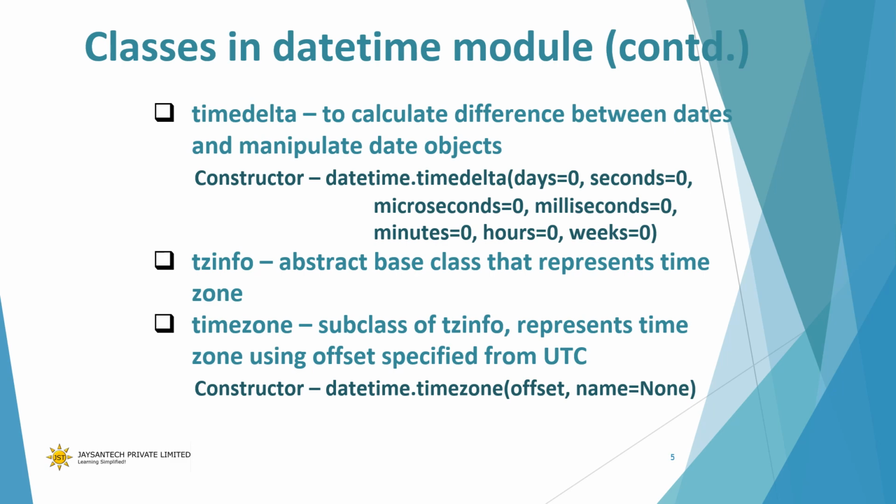Next is the tzinfo class. This is an abstract class. It contains only the method definitions that will help you work with time zone. Next is the timezone class. Now this class is a subclass of the tzinfo abstract class, and it will help you to represent a given time zone using the offset specified from the UTC. For example, in India the time zone which we specify is UTC plus 5:30. So the offset here is 5 hours and 30 minutes, and the constructor for the same is given here.